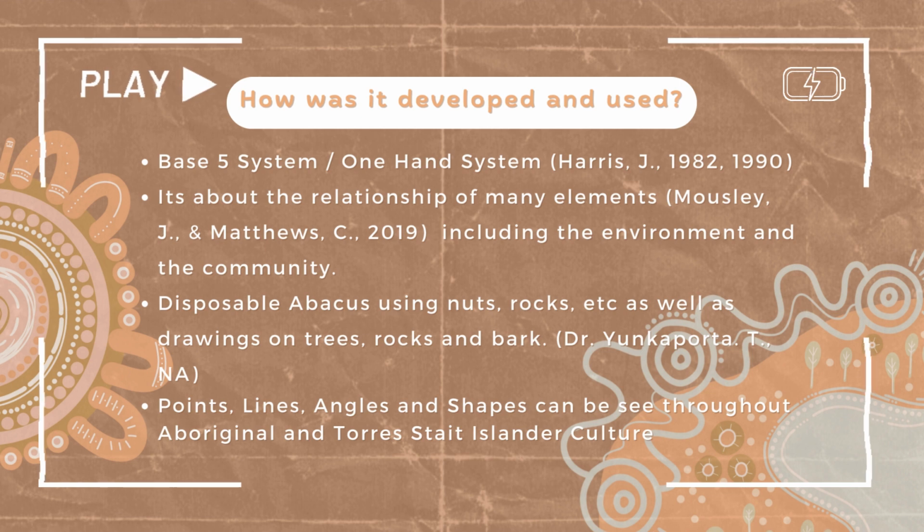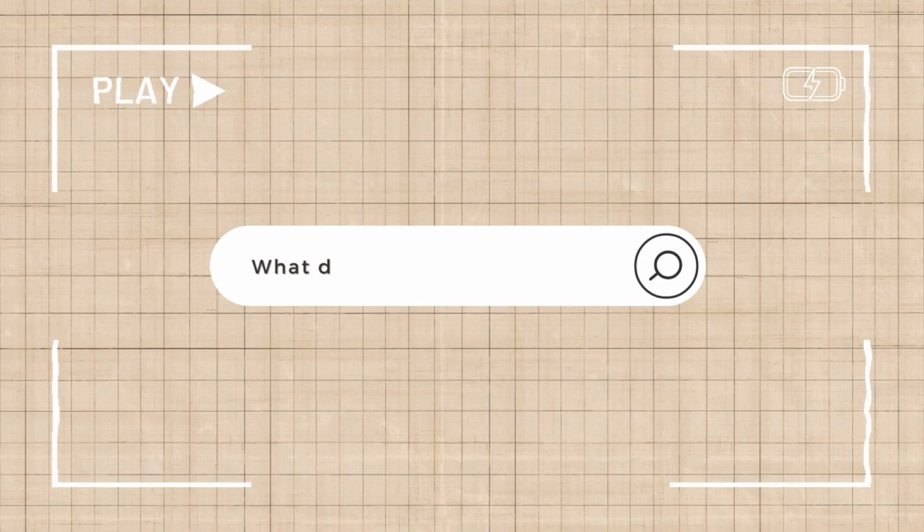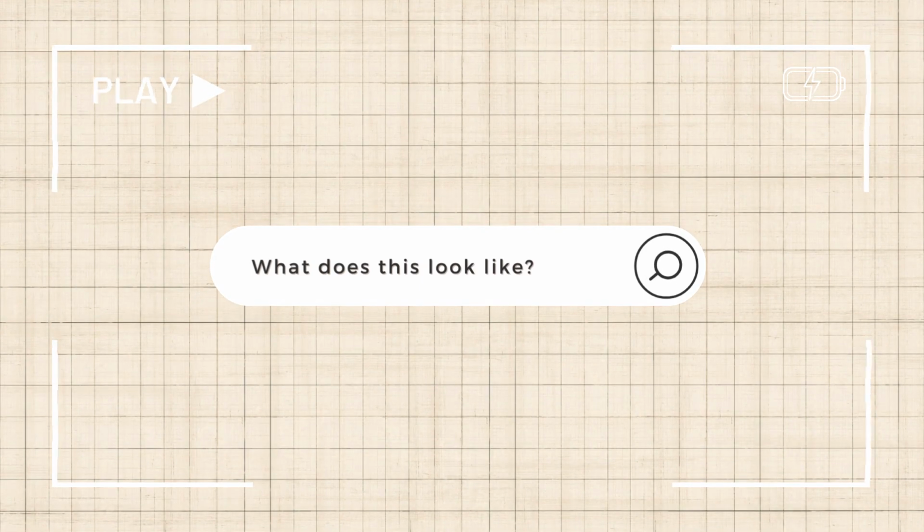Geometric aspects of maths like points, lines, angles and shapes can be seen throughout Aboriginal and Torres Strait Islander cultures through artwork, their skills for land navigation and seasonal predictions, as well as the construction of their tools. So what does this look like in Aboriginal and Torres Strait Islander culture, and what problems can be solved?